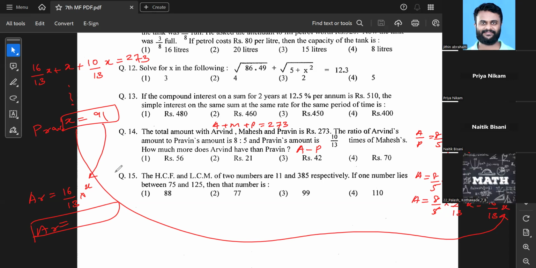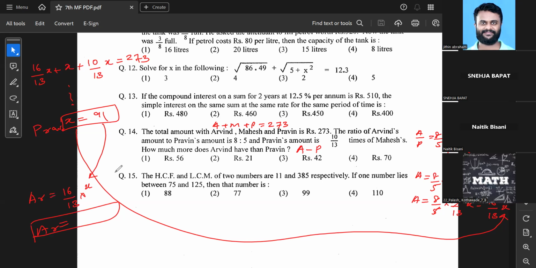Sir, is the answer 42? Sorry, 42 it is. Yes, so the answer is 42. Yeah, looks like it. Sir, now you will be telling question 13, right?